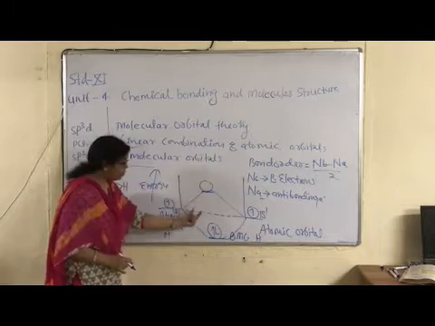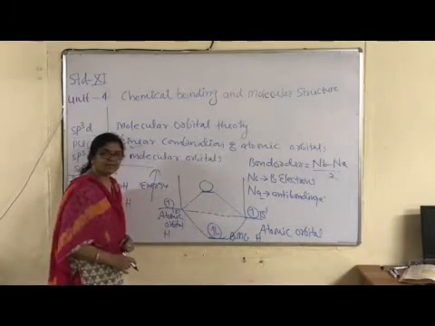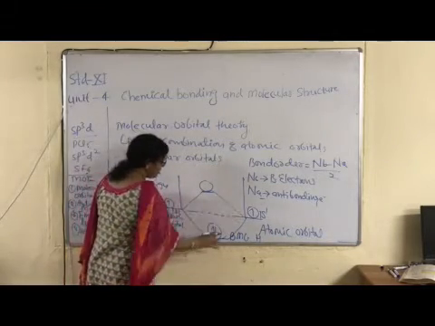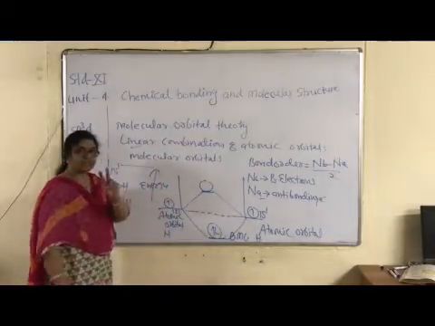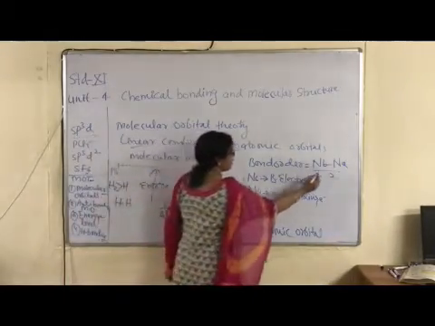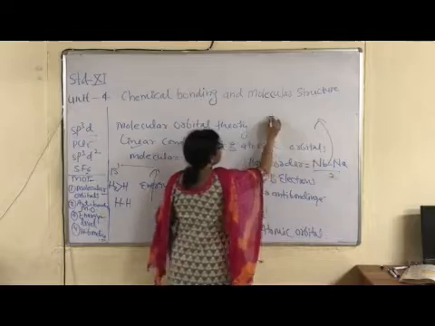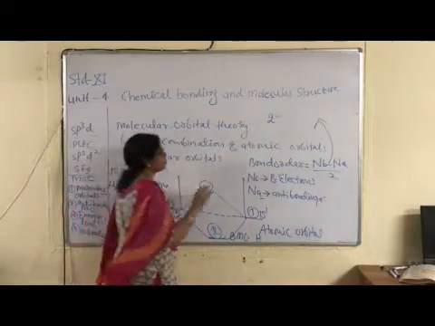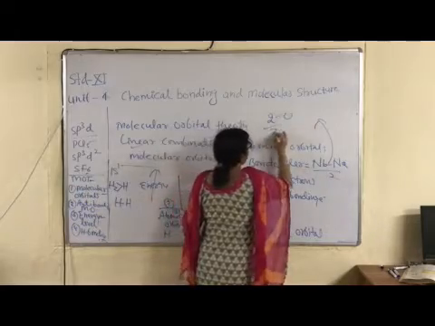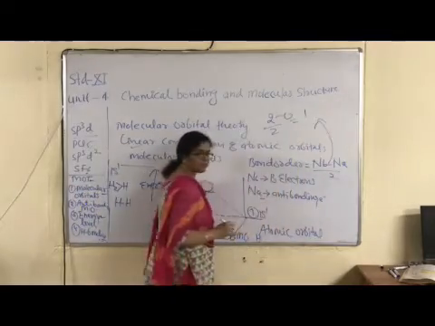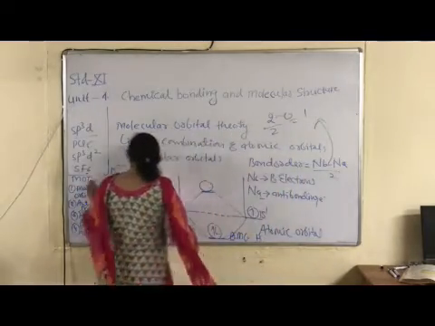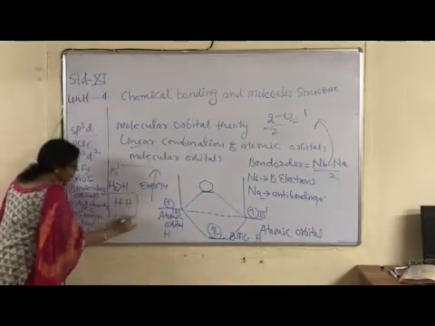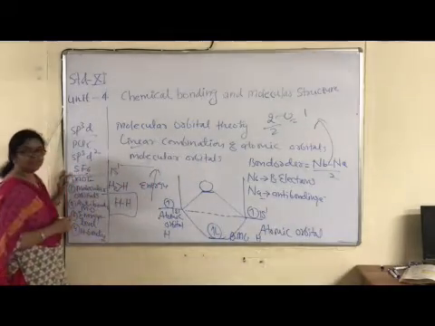For bond order, this set is required, not these, right? How many bonding electrons are present? 2. Apply this formula: 2, and antibonding is nil. Nil means 0, right? Upon 2. What is 1? The bond order is 1. It means only one bond is present between the two hydrogen atoms, right?